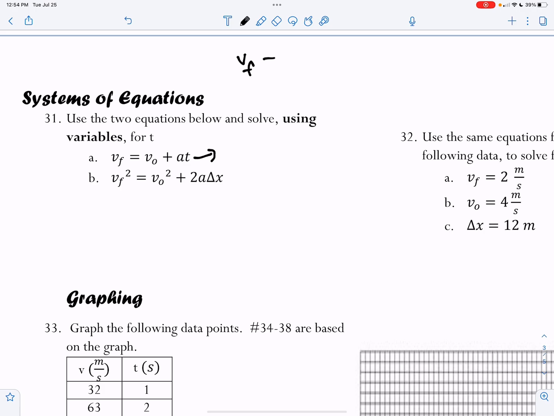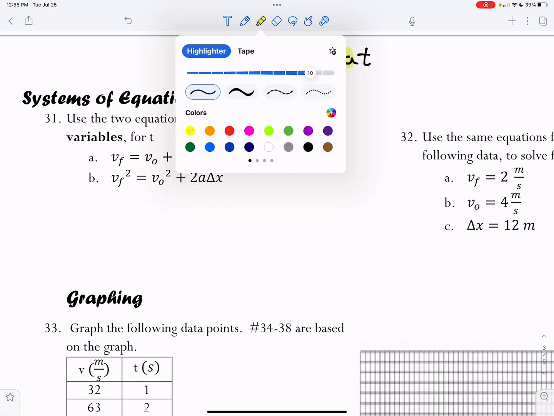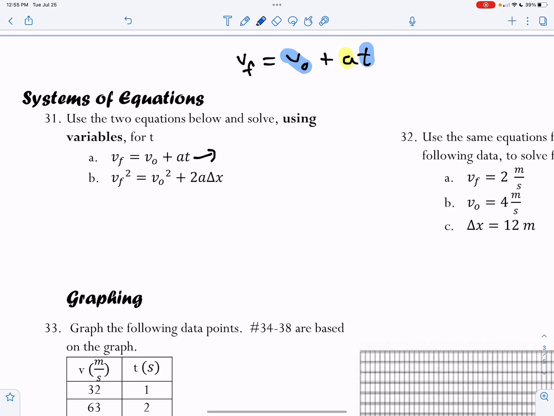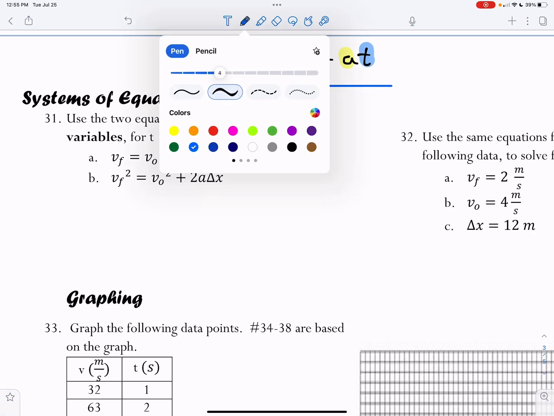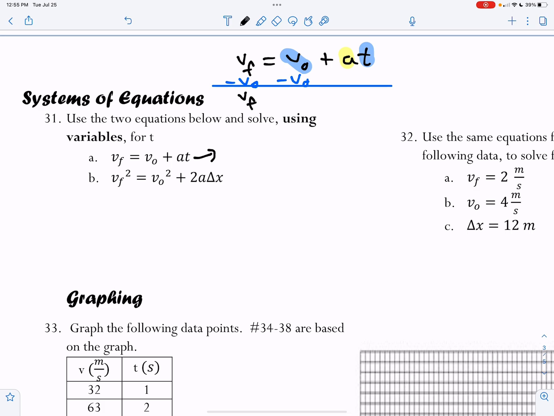So V final equals V initial plus A times T. If you remember from lesson 1, to solve for A, you would have to get rid of V initial and T. Well, the first thing I'm going to do is subtract V initial from both sides, just like that. Okay, now if I do that, I get V final minus V initial equals A times T. Now I can divide both sides by T, and I get a value for A, which I'm going to write in blue: V final minus V initial over T.